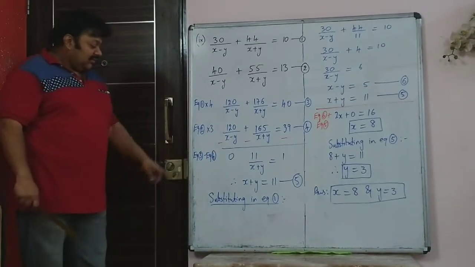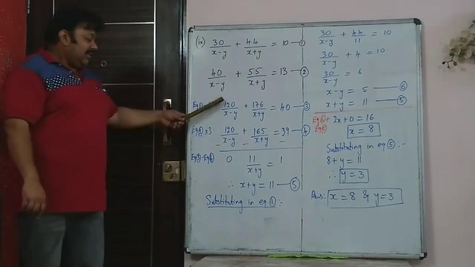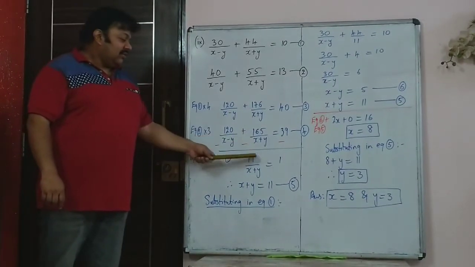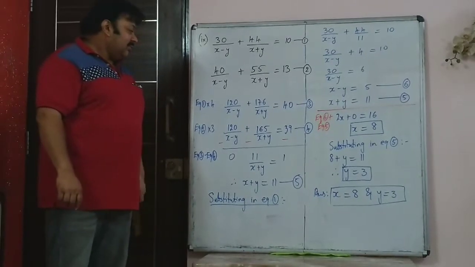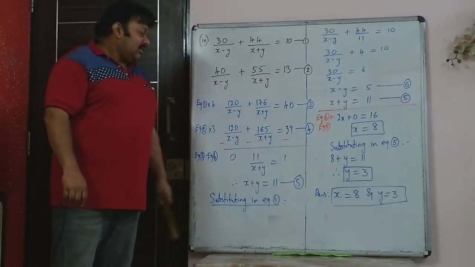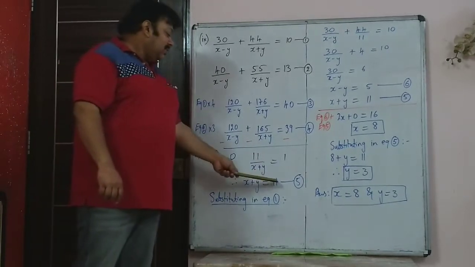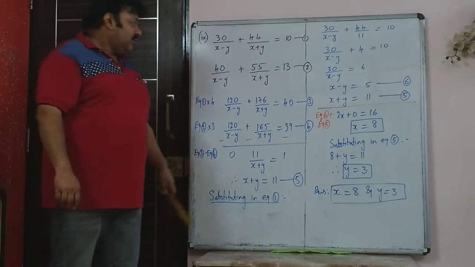So when you do equation 3 minus 4, all the signs will change. So it will become 0, 176 minus 165 is 11. The denominator remains the same, x plus y. And there it is 40 minus 39, that is 1. So you get x plus y equal to 11, that is equation number 5.